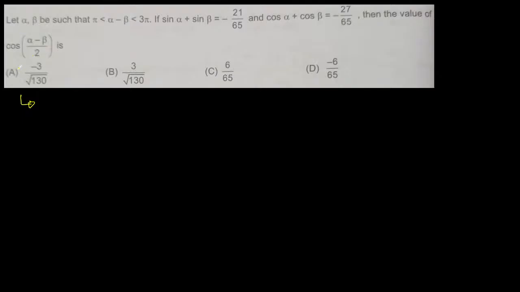Sin C plus D gives sine alpha plus beta by 2 cos alpha minus beta by 2. This is cos alpha plus beta by 2 cos alpha minus beta by 2. So if we divide, we can get only the value of tan alpha plus beta by 2.